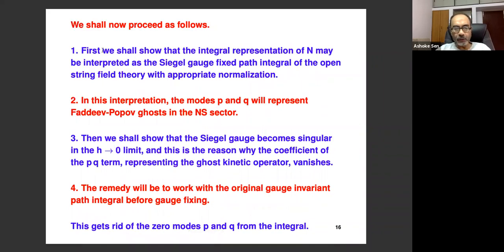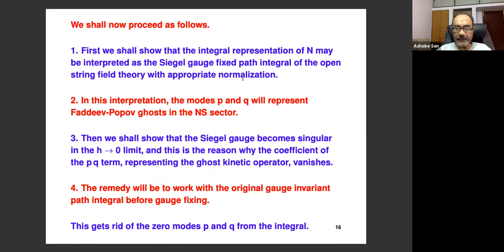Okay. So now we are going to proceed as follows. First we are going to show that the integral representation of n may be interpreted as Siegel-gauge fixed path integral of an appropriate open string field theory with appropriate normalization.